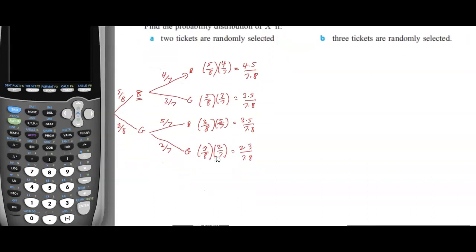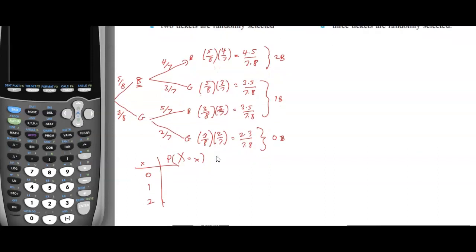Okay, so let's make our probability distribution table. In our probability distribution table, we have the little x variable, which is going to represent getting 0 blues, 1 blue, or 2 blues. And then we have the probability that random variable x is equal to 0, 1, or 2. And so the probability of getting 0 blues is going to be 2 times 3 on top and 7 times 8 on the bottom, right? The probability of getting 2 blues is going to be 4 times 5 on top and 7 times 8 on the bottom.